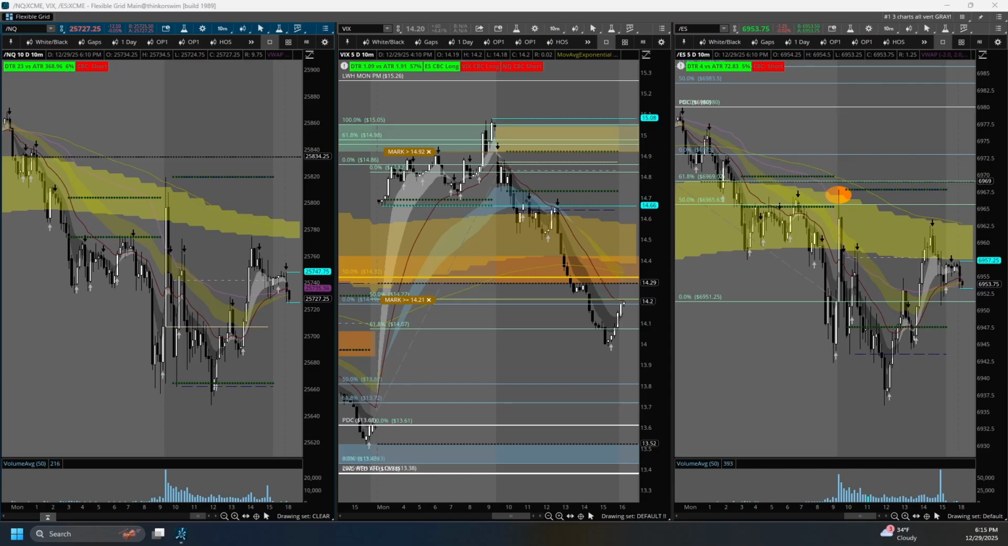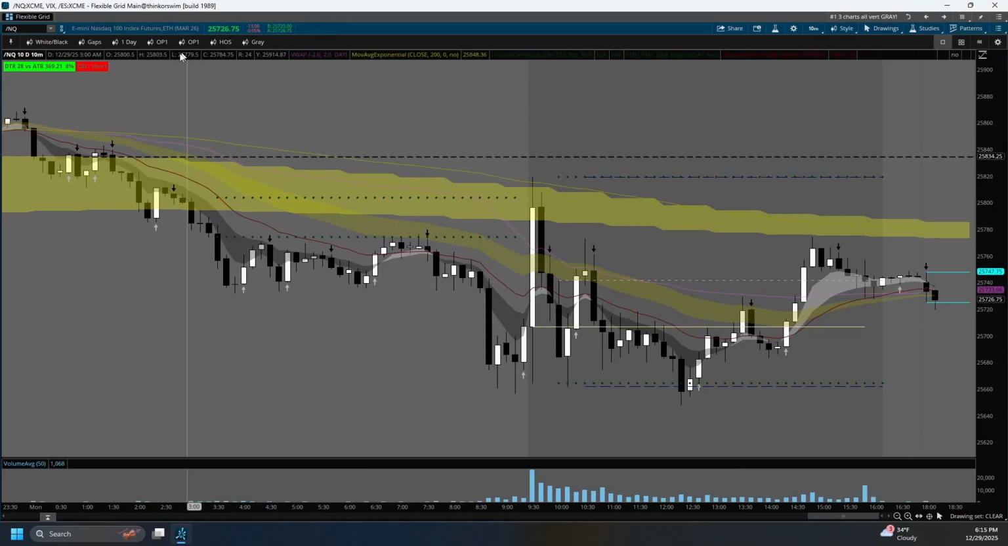But you cannot incorporate Ripster clouds into Tradovate, sadly. I know they're still working on a lot of backend upgrades to Tradovate, but you can't do that. The only way around it is to essentially just do EMAs, and you won't have a cloud between the two of them.